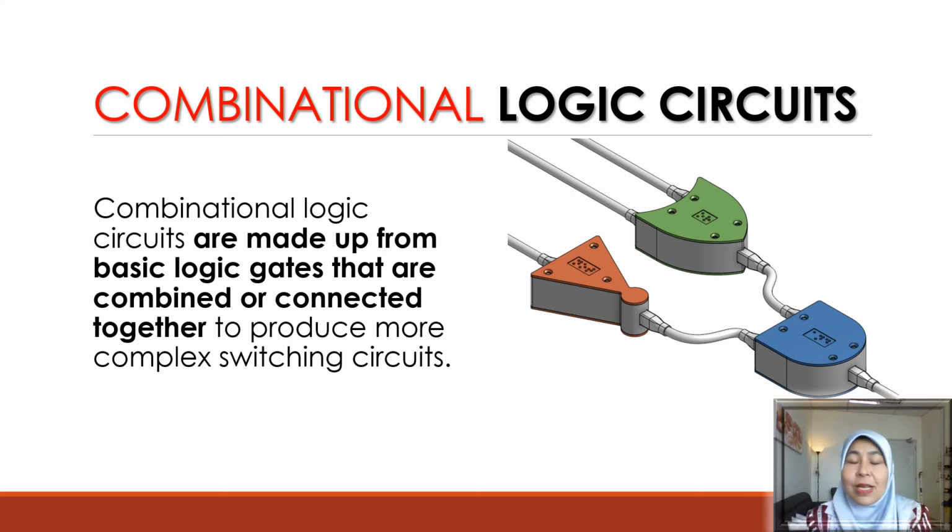Besides these, there are a lot of other gates, but for this topic, we are looking only at the 4 basic gates. The 4 basic gates can be combined in order to form a combinational logic circuit. So what is a combinational logic circuit? Combinational logic circuits are made up from basic logic gates, for example AND, OR, NOT, and XOR, which are combined or connected together to produce more complex switching circuits.